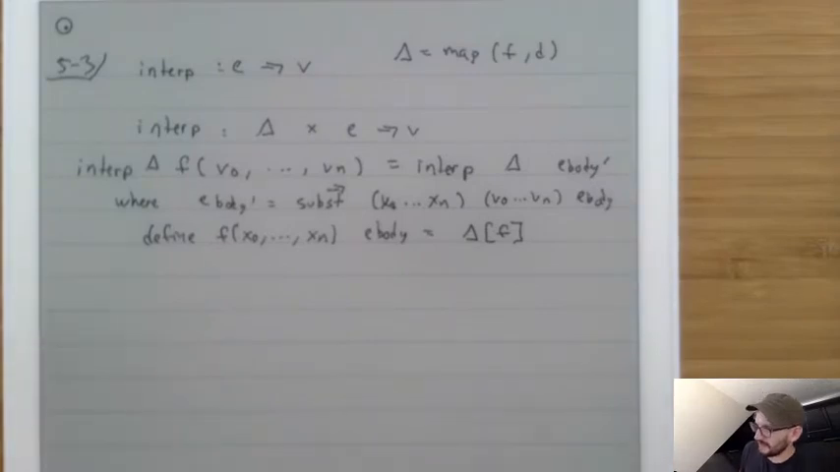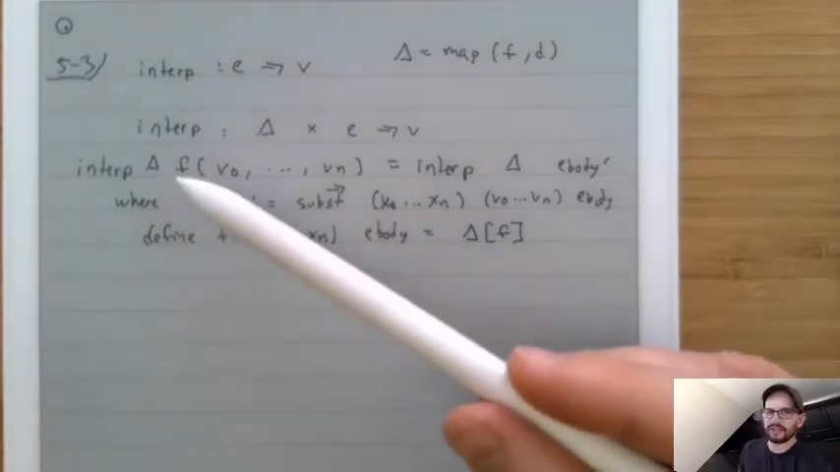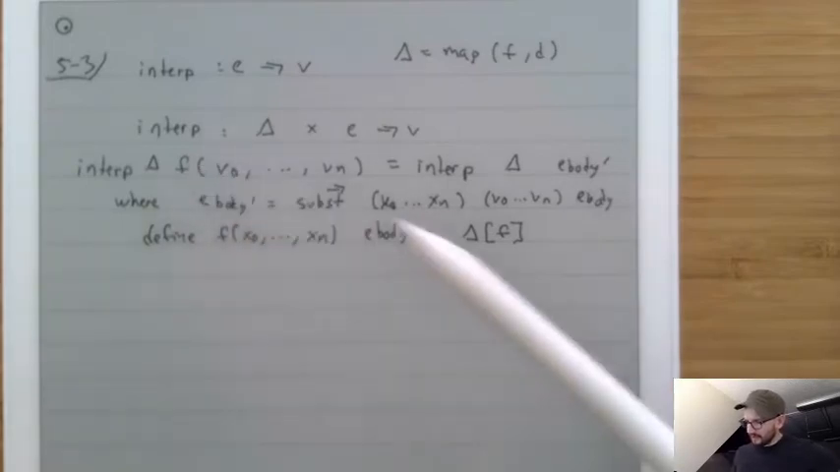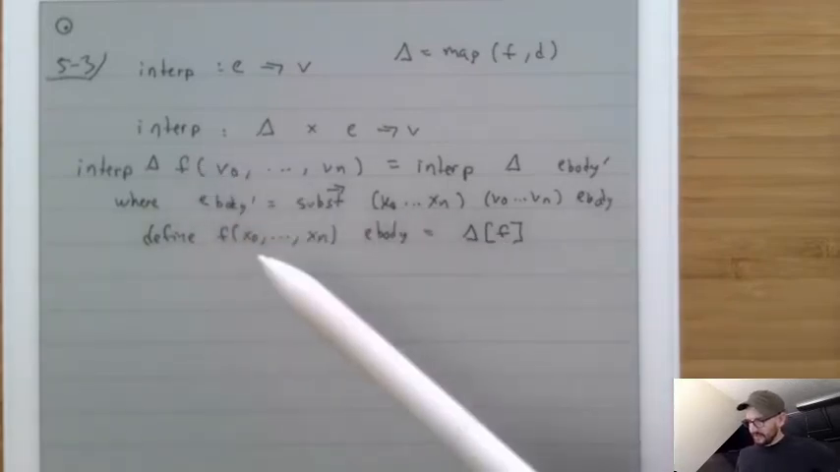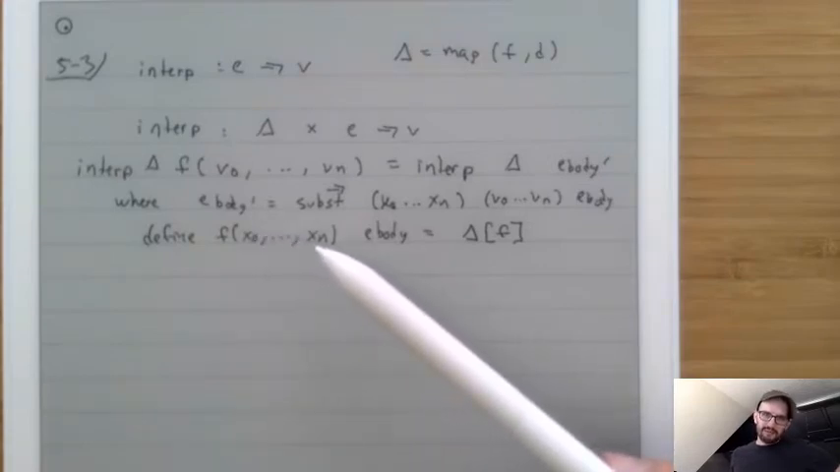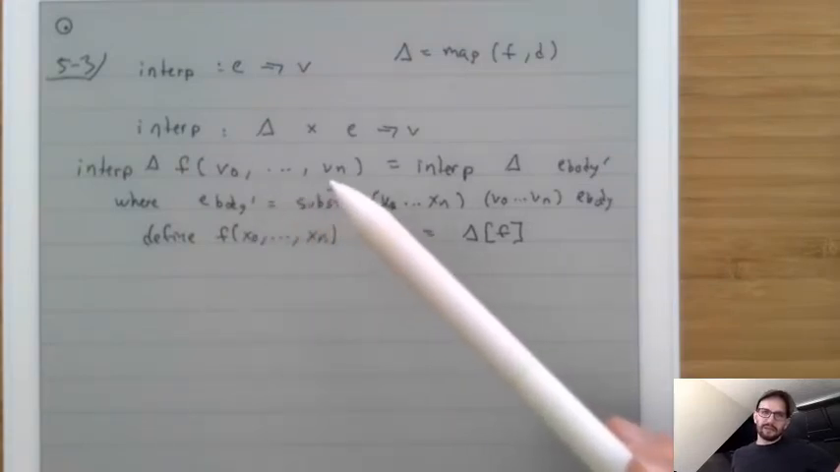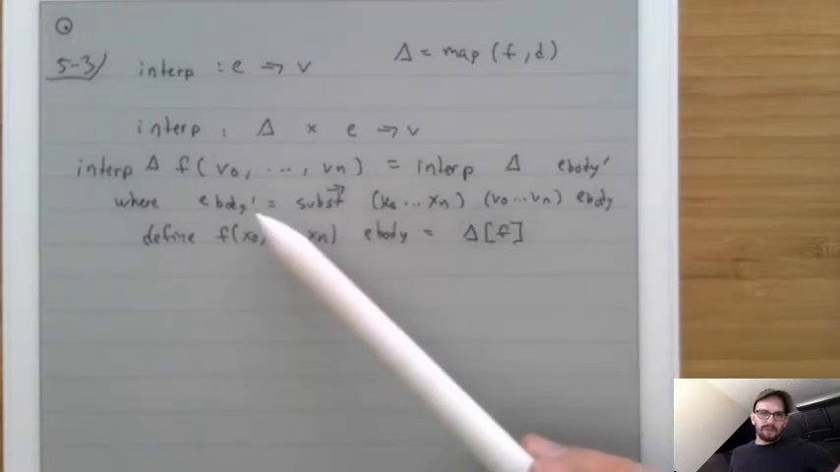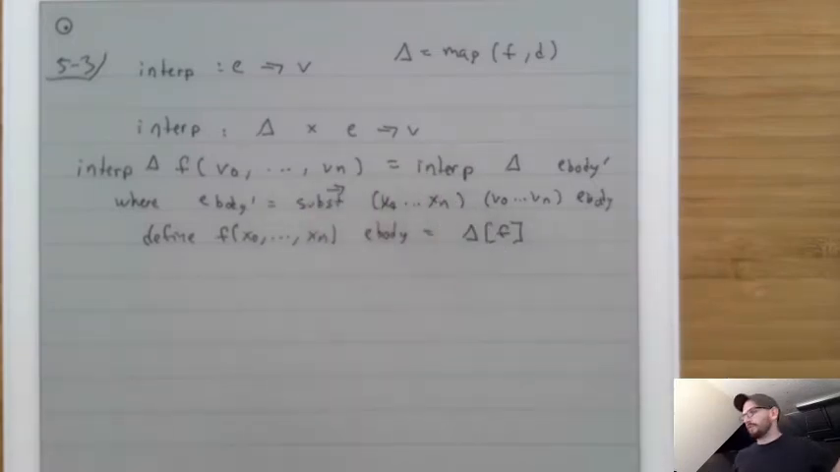So what we do is that if we ever call interp on a function call, we're going to take the name of the function, look it up inside of delta, see that there's a function there, make sure that it has the same number of arguments as the arguments that we've been provided, and then substitute each one of them inside of the body, pull out that new body prime, and call interp on it. Okay? So that's how we can adjust our big step interpreter.